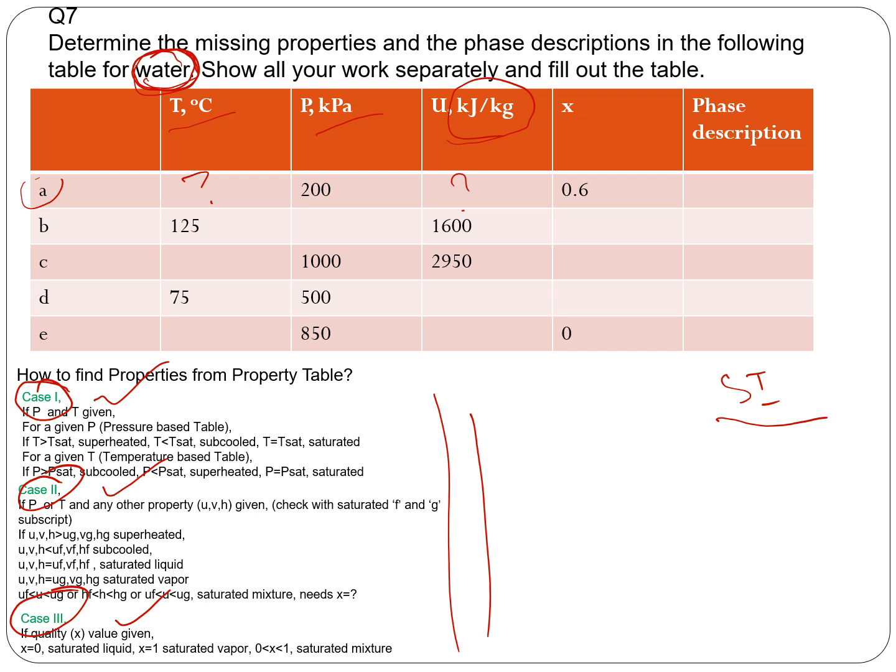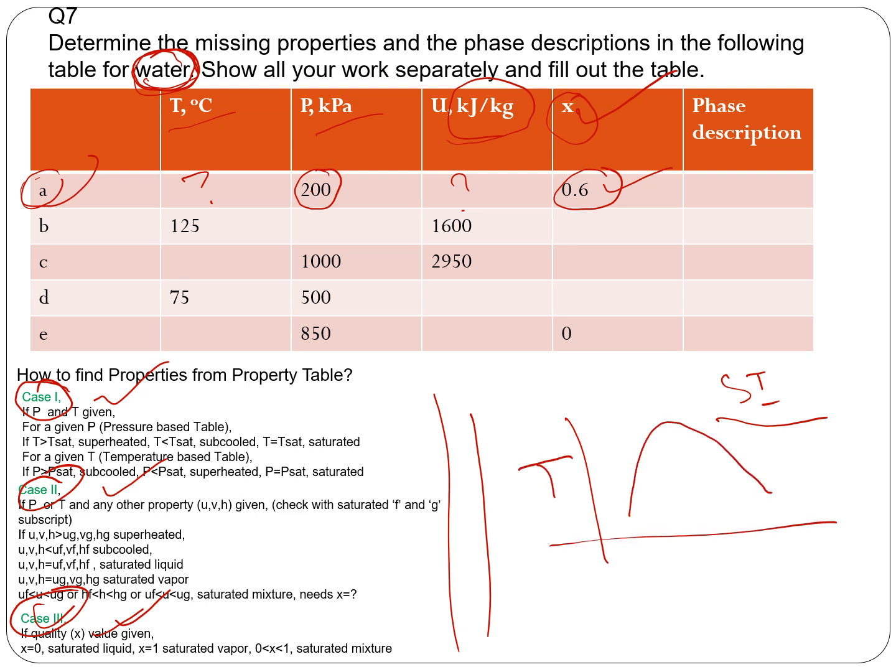So for instance here, for A, pressure is given as 200 kilopascal, and the quality value X is given as 0.6. So which case is this? When quality is given, it is case 3. Since quality and pressure are given, you can look at the pressure table, and then you have enough to find the internal energy. So if you try to look like this, this is a T-v diagram.